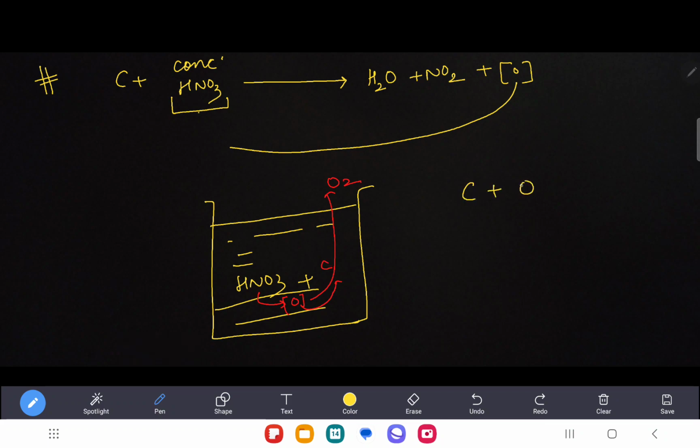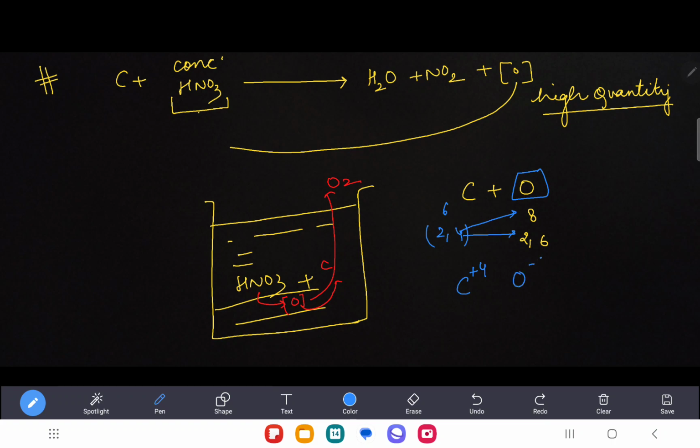And now you know the reactions, right? When carbon combines with oxygen, and concentrated HNO3 releases oxygen in very high quantity, that means you can assume that the amount of oxygen in the beaker containing concentrated HNO3 is very, very high. So carbon plus nascent oxygen will do what? Oxygen is atomic number 8, configuration 2,6. Carbon is atomic number 6, configuration 2,4. So what is this oxygen going to do? This oxygen is going to pull electrons, and carbon thereby is going to become +4, and O thereby is going to become -2, because oxygen is a non-metal.